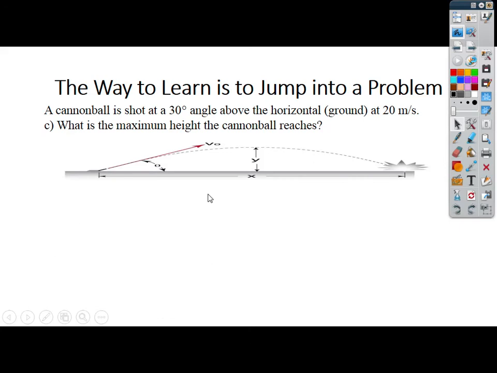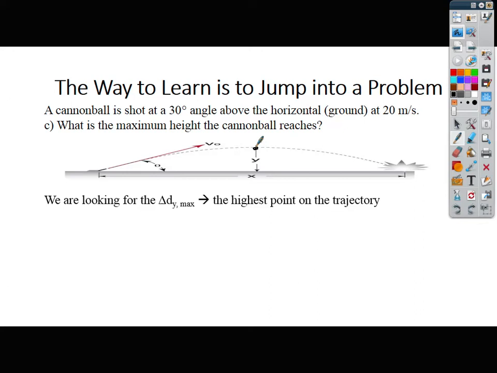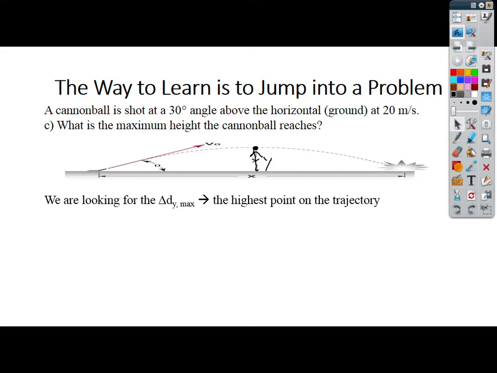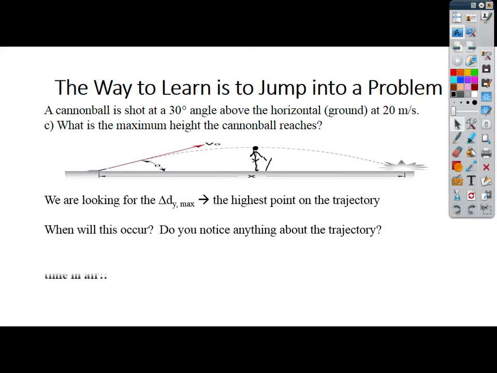All right, the next question. What is the maximum height the cannonball reaches? What we're looking for here is the height of the highest point of the trajectory. This height right here, like it has drawn. Okay, so we want the highest point of the trajectory. When will this occur? Okay, so this is some of the stuff I already talked about. Do you notice anything about the trajectory?